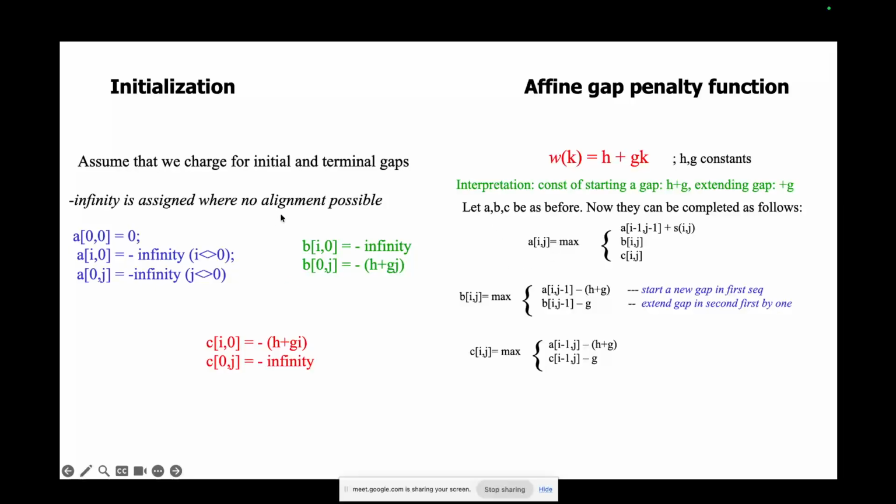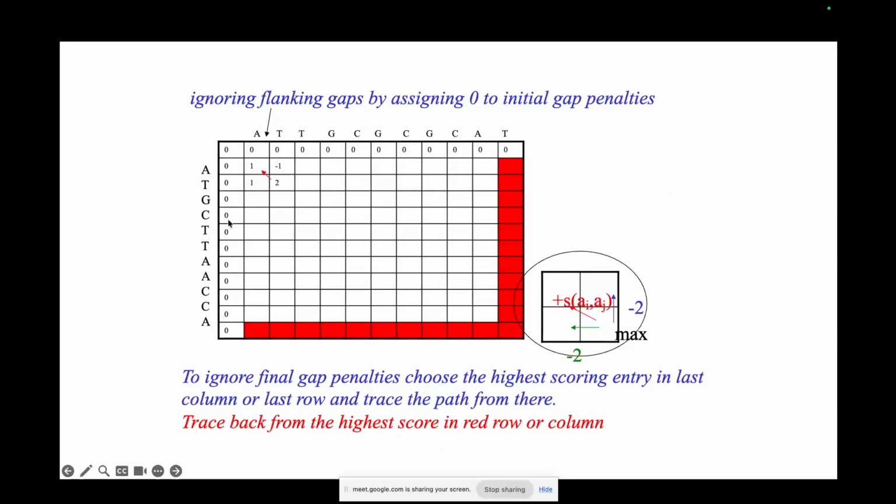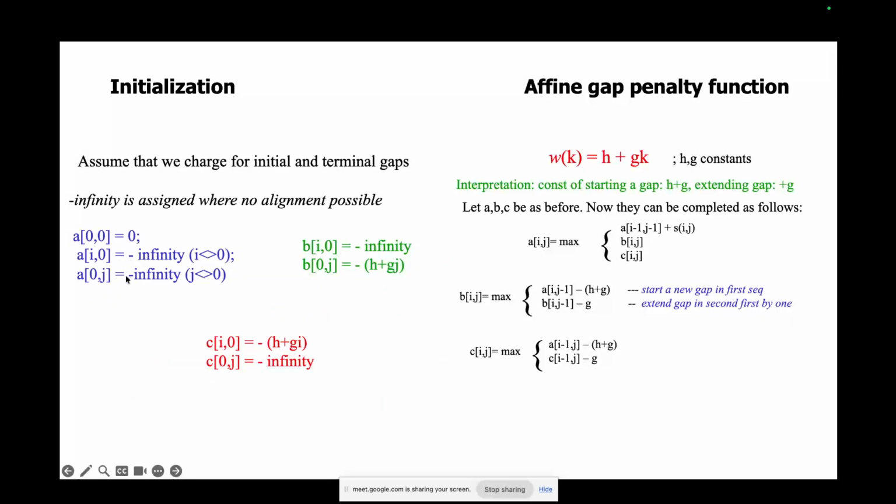Different types of initializations are possible. You can initialize 0,0 to be 0, and at i,0, so basically all these things. Here all are 0, but what that slide is proposing is that we start with a 0 here, and all the rest are infinities. That is one possible thing that you can try as well. Sorry, positive or negative infinity for all i,0 and for all j,0. So infinity is assigned where no alignment is possible.